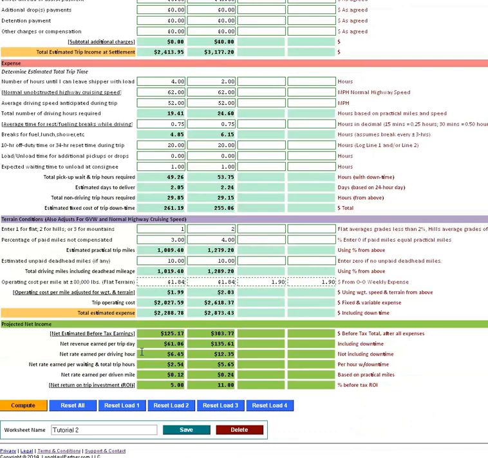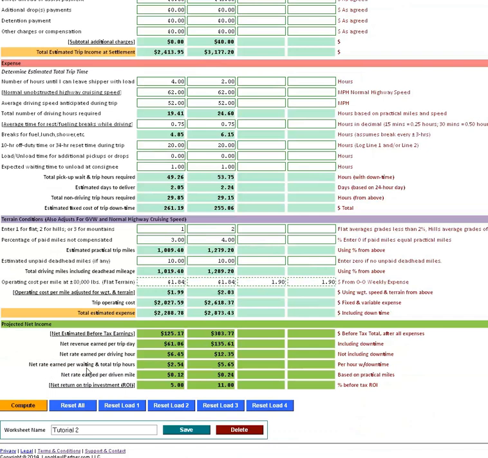Net rate earned per driving hour, $6.45 an hour versus $12.35 an hour. Again, this is the number of driving hours required for the trip. Then you calculate that up here. Remember that? Total number of driving hours required, 19.41 and 24.60. Dividing your net revenue by that number of hours gives you your net rate earned per driving hour.